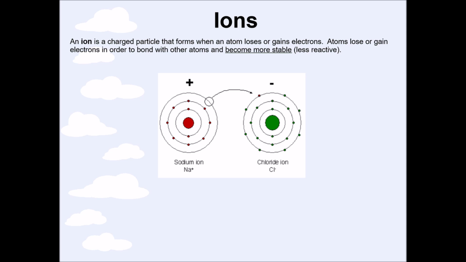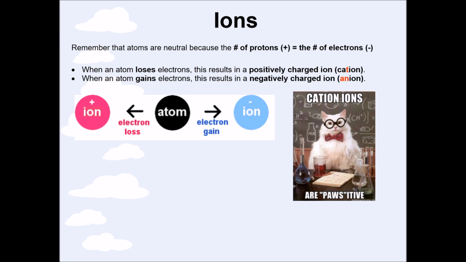An ion is a charged particle that forms when an atom loses or gains electrons. Atoms lose or gain electrons in order to bond with other atoms and become more stable. Remember from the atomic unit that atoms are neutral because the number of protons, which are positive, is equal to the number of electrons, which are negative.